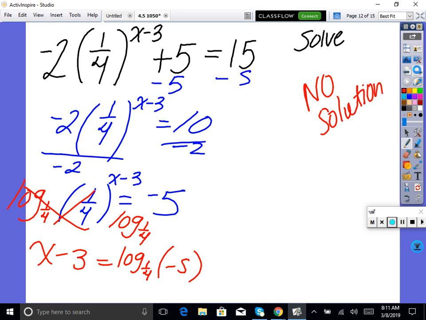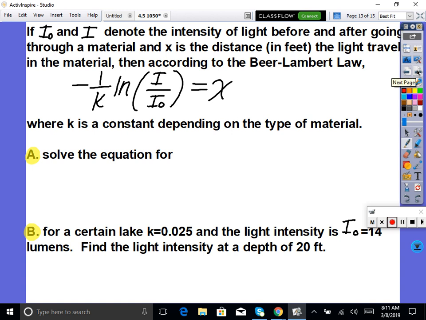Very good. Couple last examples here. We're right down to the end. Okay, our story problems are just going to be pretty plug and chug-ish. So let's just read some and make sure we can see how easy they are. It says if I naught and I denote the intensity of light before and after going through a material, and x is the distance in feet the light travels in the material, then according to the Beer-Lambert law, negative 1/k ln of I over I naught equals x, where k is the constant depending on the type of material. It says in part A, solve the equation for, I can't remember what it wanted us to solve for. I didn't write that down apparently. I think it was solve for I. What does part B ask for?